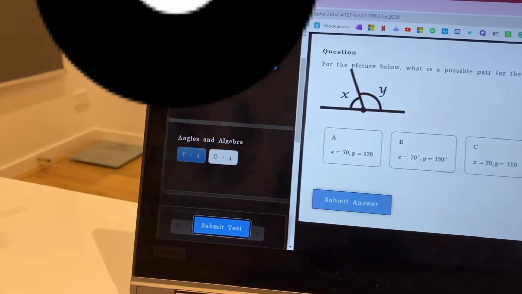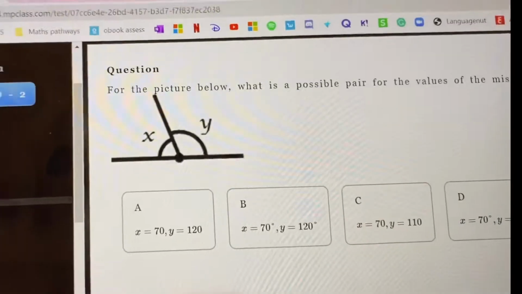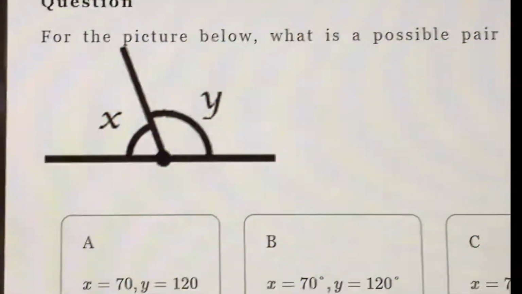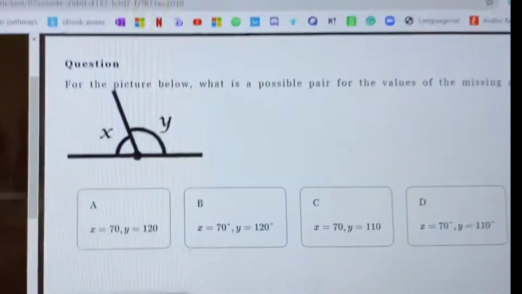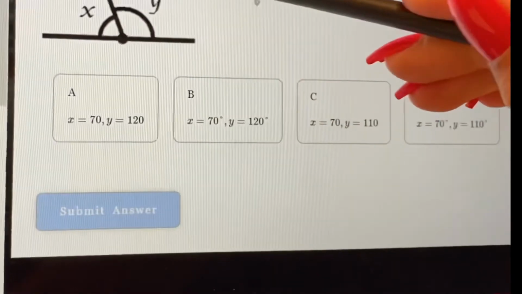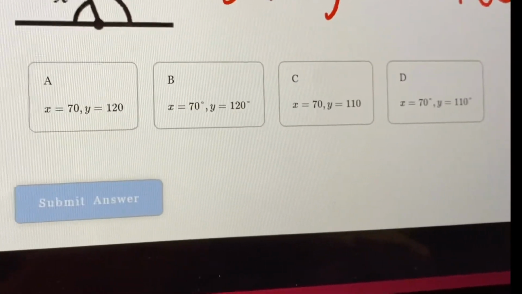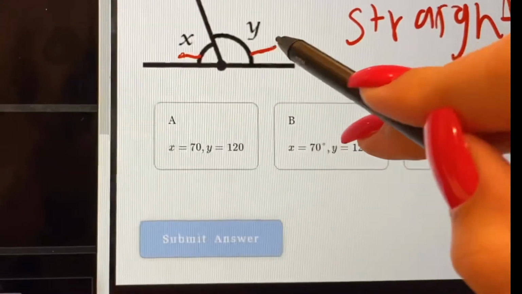Moving on to the next module, we've got angles and algebra. This is a straight angle, and a straight angle is 180 degrees, so let me just write this out real quick. I'm literally giving you guys answers, if you have any of these questions. Oops, anyways. So, straight angle, ignore my mistake, equals 180 degrees, and then we have to figure out the x and y angles.